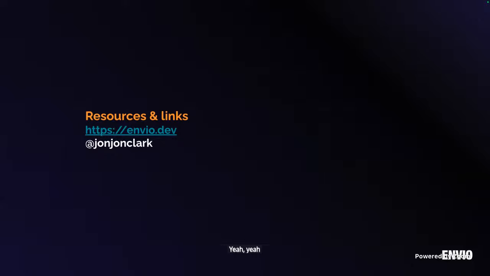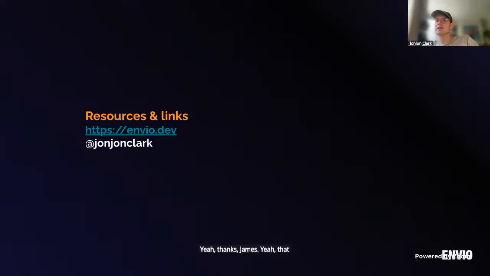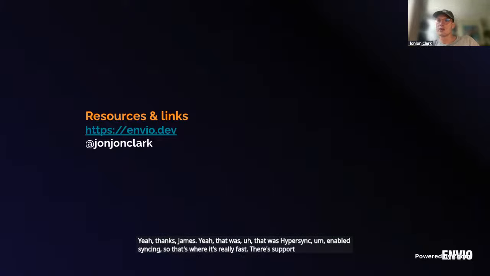Yeah, got you. I was just trying to understand, in the example you're using, what the data source is. Is it a node running HyperSync that Envio manages, and that's where the speed advantage comes in? Yeah, thanks, James. That was HyperSync-enabled syncing, so that's where it's really fast. There's support for more than 70 different networks, and that's the default option on indexing. But there's also RPC as a data source too, so you can mix and match. You can use both for resilience, and you can switch between the two. But that was HyperSync-based syncing.